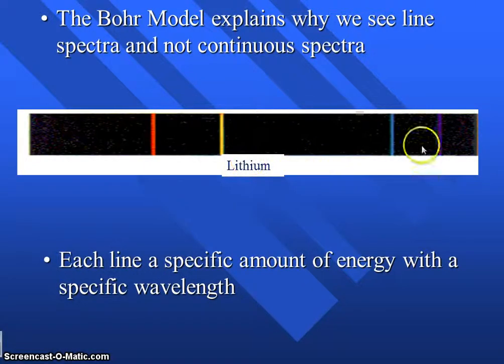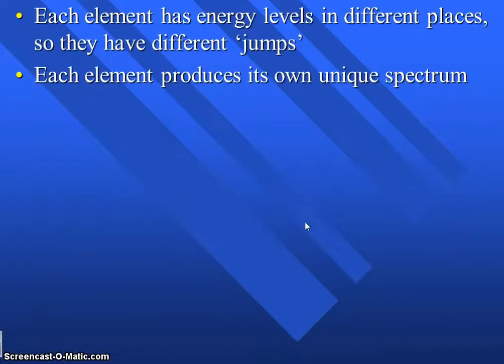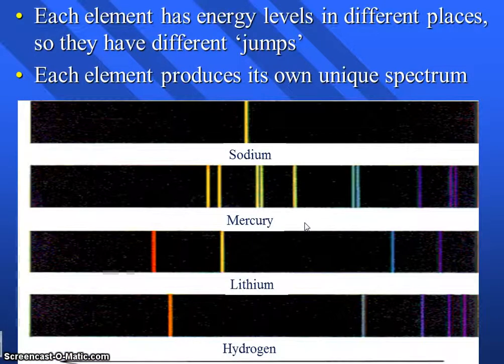And when we separate it with the spectroscope, we can see that each line in our line spectra represents a specific jump that an electron is making. And whenever it makes that specific jump, it always gives off that specific amount of energy with that specific color. And so that explains this model. Now, every element is a little bit different because every element has its energy levels spaced out differently. So we look here, we see sodium.